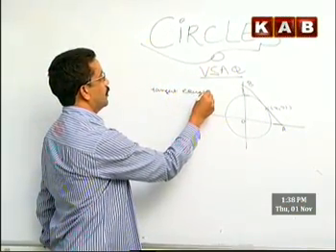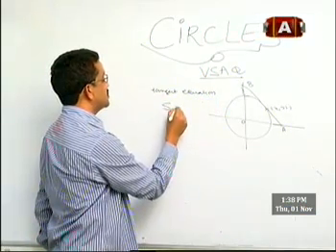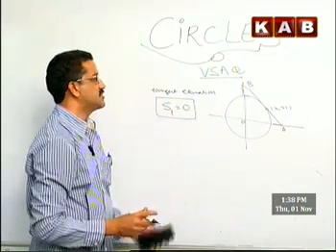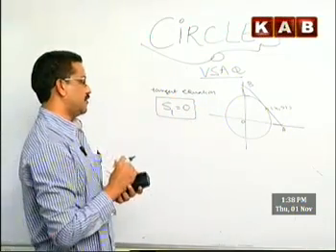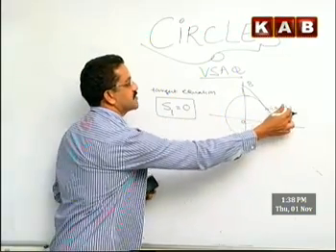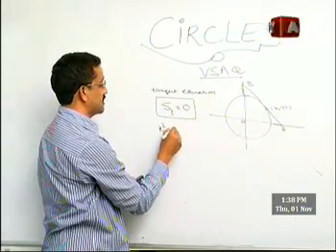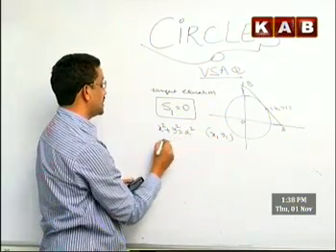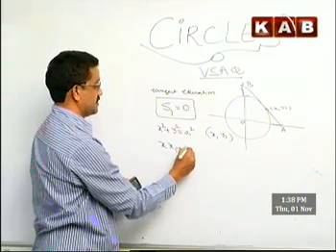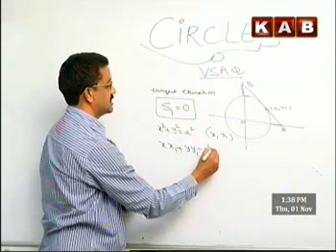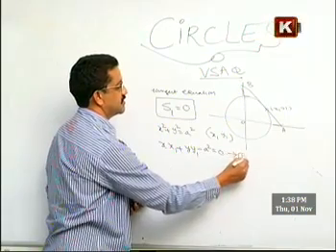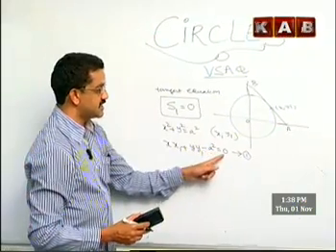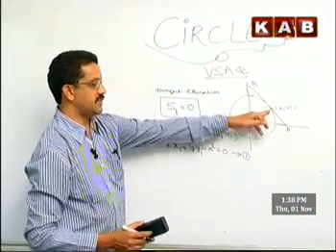We know the tangent equation is S1 is equal to 0. This is a very important thing, so let me highlight this. S1 is equal to 0 is the tangent equation. Now our point is (x1, y1) and the circle is x square plus y square is equal to a square. So the tangent equation is xx1 plus yy1 minus a square is equal to 0. This is the equation of tangent.